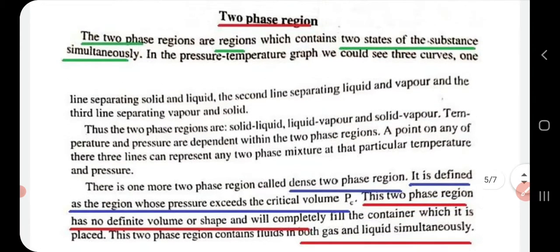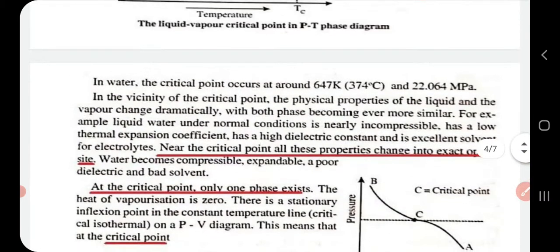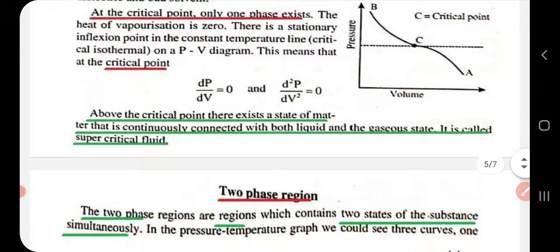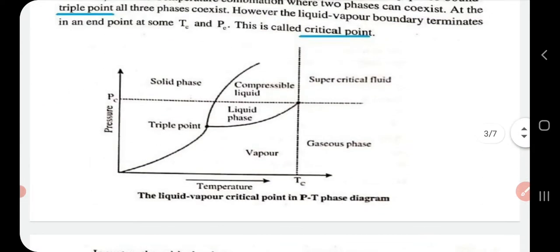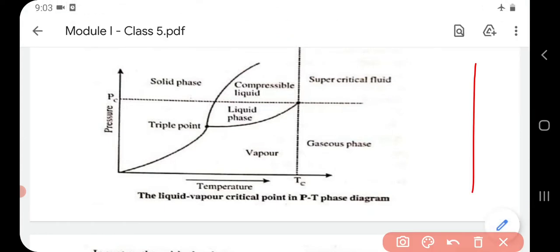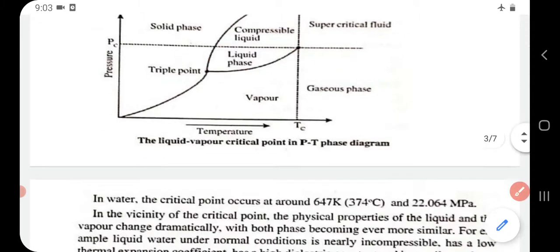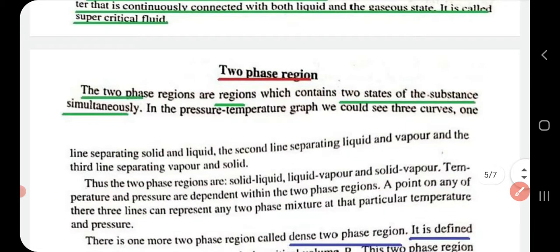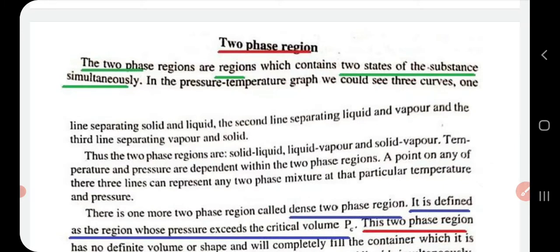So, as said before, in the pressure temperature graph that we have seen, you can see 3 curves. One curve actually separates between solid and liquid. This one separates between liquid and vapor, and this one separates between solid and vapor. So you can see 3 lines there, or 3 curves. Now that is one separating solid and liquid, second one separating liquid and vapor, and the third one separating vapor and solid.